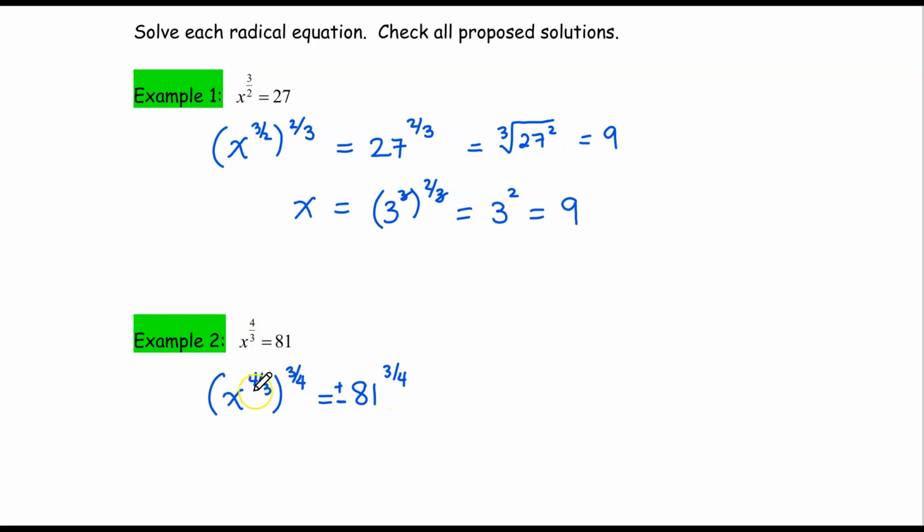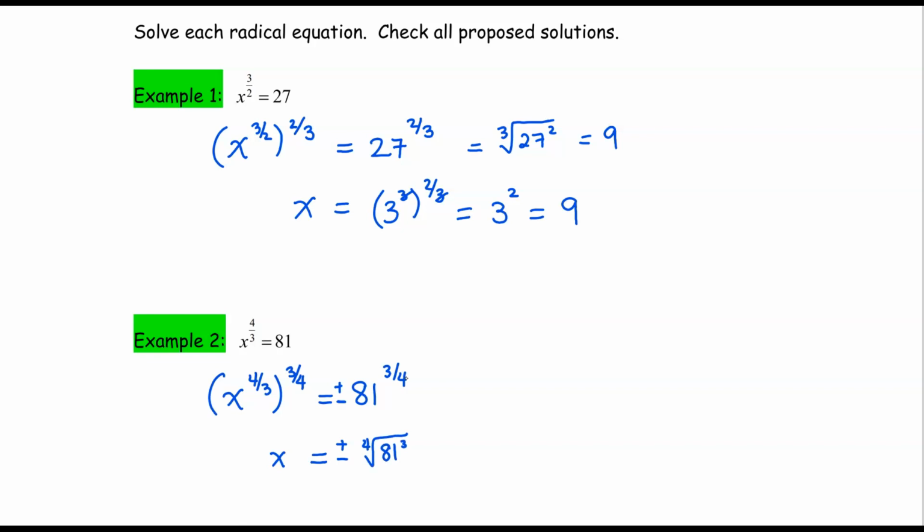Now, you apply laws of exponents here, multiplying 3/4 by 4/3. That's just equal to 1, so that gives us x. x to the 1 is x. Then we have plus or minus 81 raised to 3/4. So if you're going to use your calculator, you could write this as the 4th root of 81 cubed.